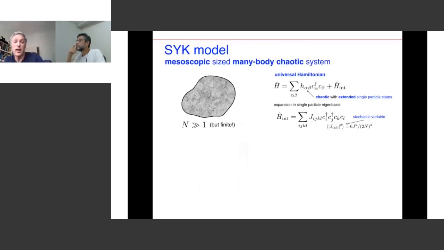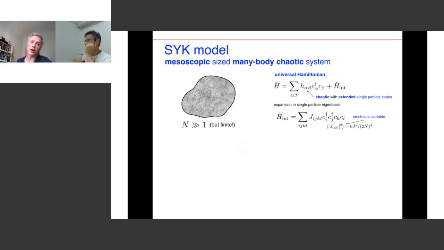And this is in a way our motivation to try and study the measurement-induced dynamics in many-body chaotic systems that are of mesoscopic size. So we want to talk about a system that has a large number n of degrees of freedom, however, that is finite. And here comes now my introduction to the SYK model, at least from my point of view. Hopefully this is useful for George. That's the way at least I would see it.